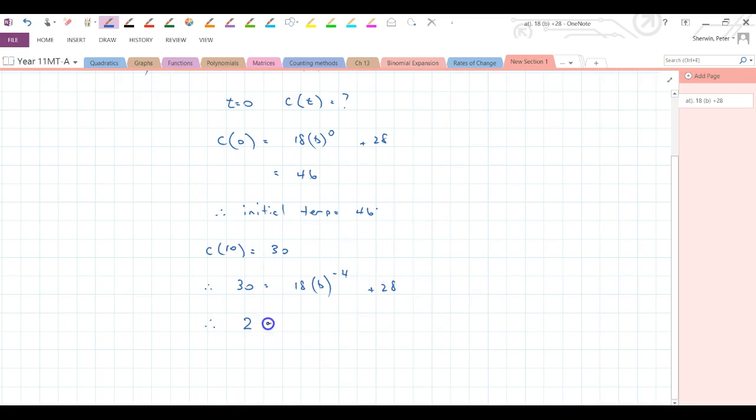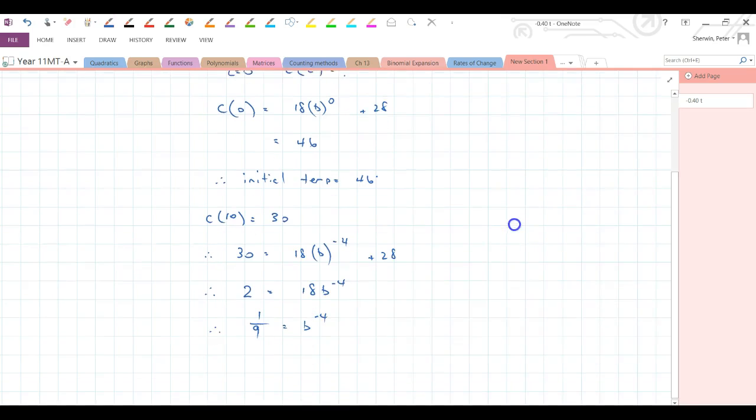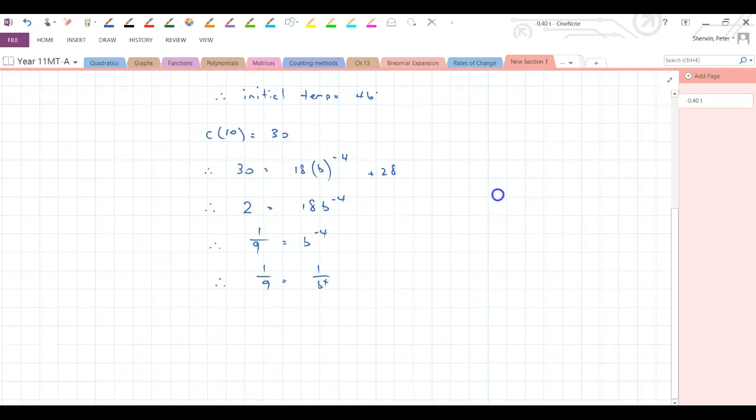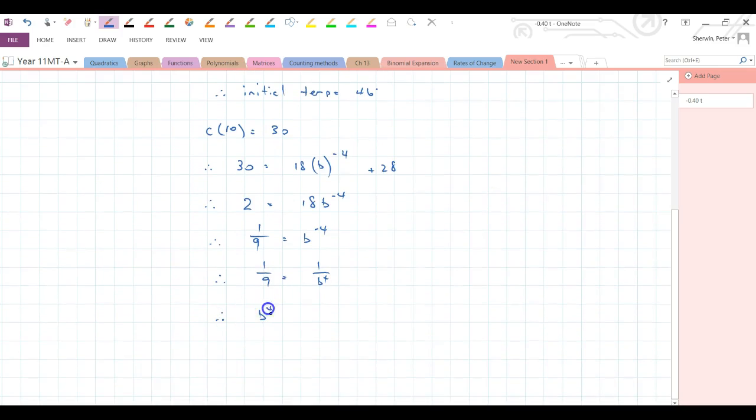Subtract the 28, you get 2 is equal to 18 b to the minus 4, and then divide 2 by 18. It's 2/18, or 1/9, equal to b to the minus 4. 1/9 is 3 to the minus 2, isn't it? So 3 to the minus 2 is equal to b to the minus 4, or another way of writing that is b to the minus 4 equals 1 over b to the 4. So therefore 1 over 9 equals 1 over b to the power of 4. We can drop the 1 overs. So therefore b to the 4 is equal to 9.